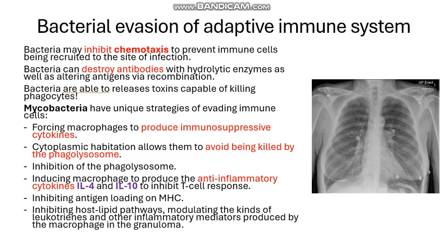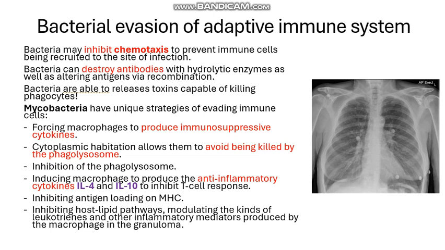Bacteria are also able to release toxins capable of killing phagocytes, like macrophages, so if they're killing them, they're not able to infect them. The macrophages, the phagocytes, aren't able to kill the bacteria because the bacteria are producing toxins that kill them first.